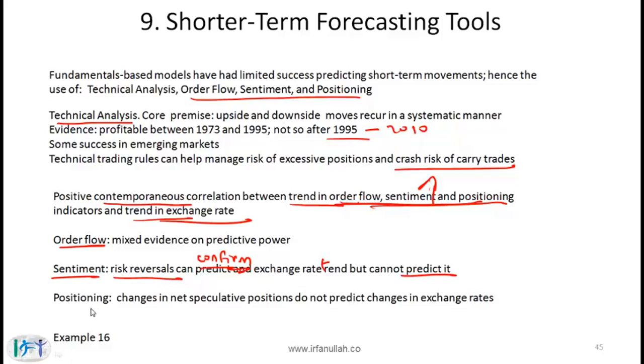And finally, positions. So positioning, this refers to your position in a given currency. So changes in net speculative positions, again, do not help us predict exchange rates in the future. So these are the core points. You need to do example 16, which is based on these points as well as items that you have studied before.